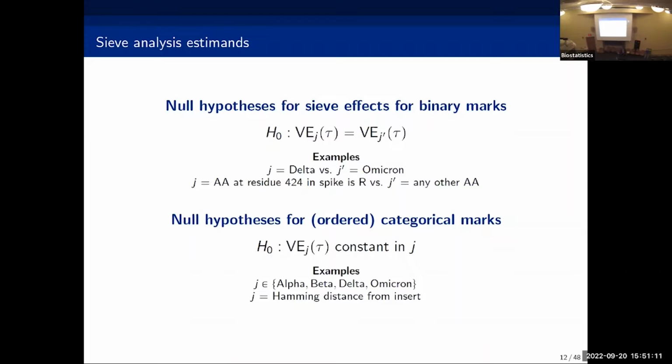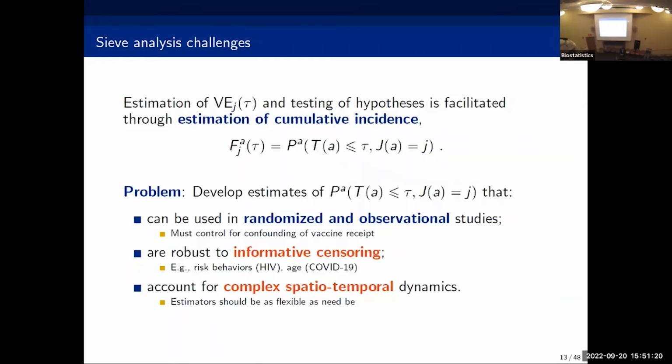So we have similar null hypotheses that we could test for ordered categorical marks like that. We call that counting of strains Hamming distance. That's a good question. Yeah, please.